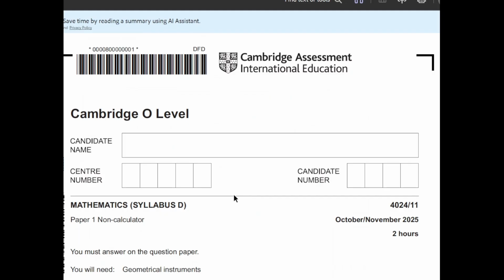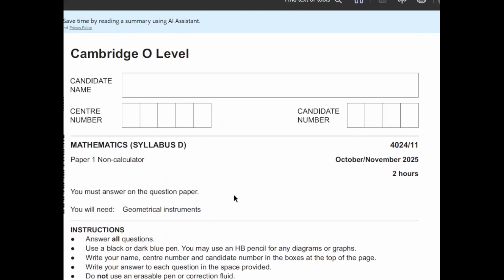In today's video, we are going to solve Cambridge O-Level Mathematics 2024 October November 2025 paper 1, that is non-calculator. So this is part 1 of the complete past paper solution, where we will carefully go through the first 13 questions step by step. I'll explain each concept clearly so you can not only get the correct answer but also understand the method behind them. If you're preparing for your exams, this video will really help you improve your problem solving skills and boost your confidence. So let's get started.